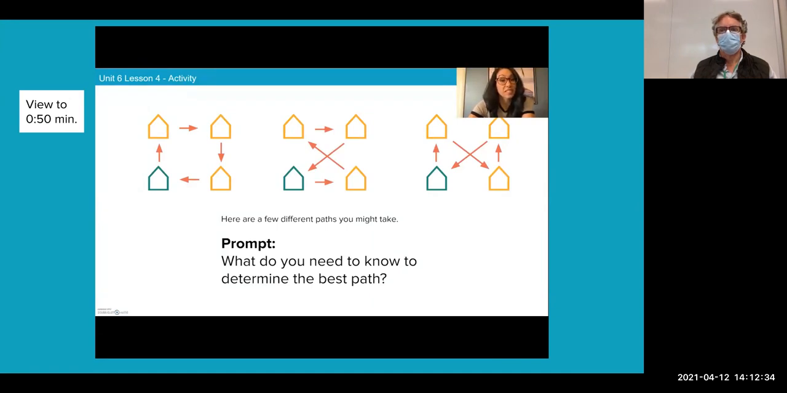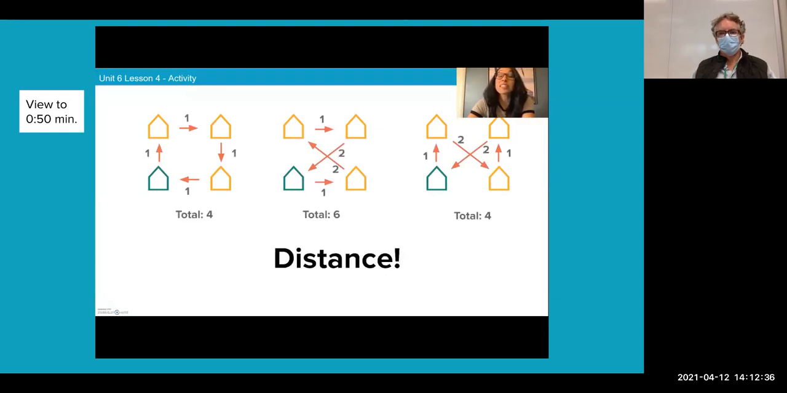If you said distance, you're right. If we know the distance between each house, we can make a better decision about which path to take. So in this example, with the distance being 1 to get to each house, unless you're going diagonal, then the distance is 2. The first option is going to be the shortest. So that's the path we would choose.